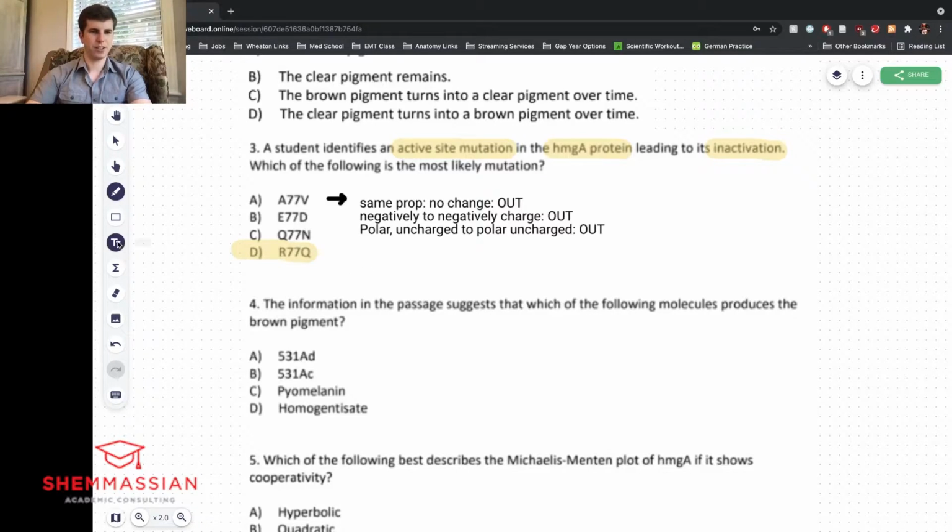Okay, and we're seeing R to Q. R is positively charged. So we got a positively charged amino acid to Q, which we already mentioned. That's a polar uncharged amino acid. So that's definitely our answer. So that was a pretty easy one. We didn't even have to read the passage. All we need to do is know the basic properties of our amino acids in order to get that one correct. Pretty easy. That's kind of nice. We already got a point. We haven't even had to read the passage yet.